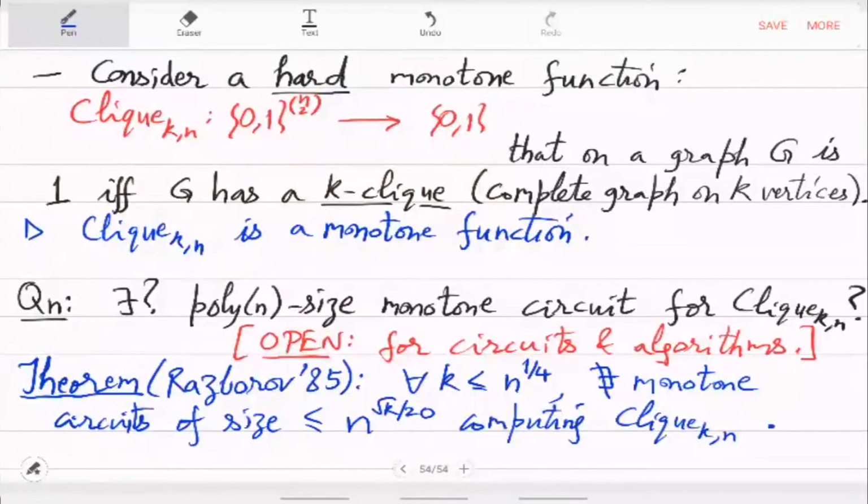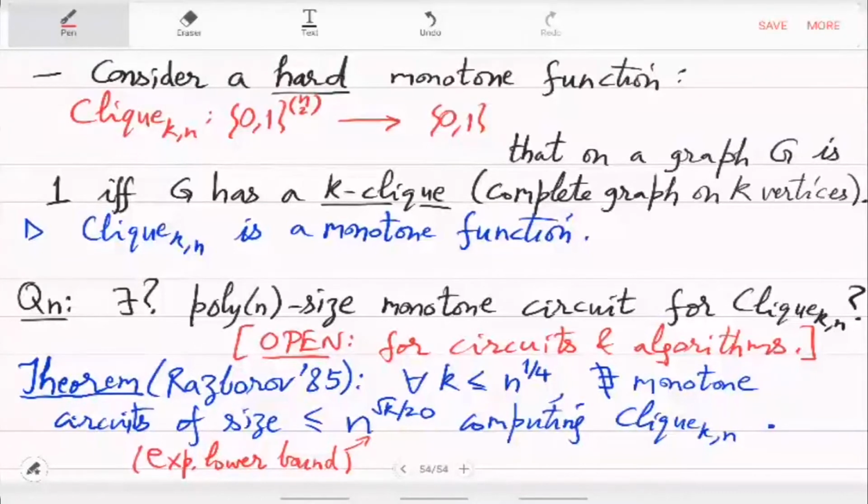Okay, that's the theorem, that monotone circuits for clique problem have to be of size n to the square root k, which is very large. K is like n to the 1/4, right? So this is something like n to the 1/8. So this is what we call exponential size. So it's an exponential lower bound. Okay, this is really an exponential lower bound on clique, but in the monotone circuit model.